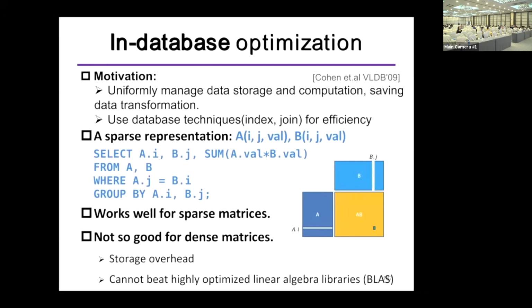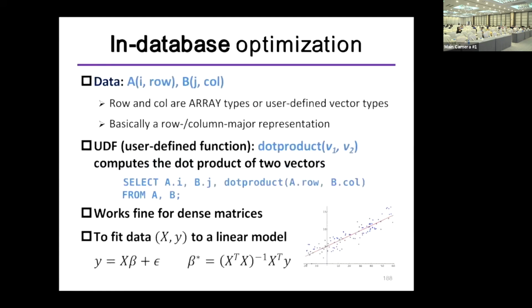And then this method works well for the sparse matrix, but it's not good for dense matrix because it incurs much storage overhead, and it cannot use highly optimized linear algebra libraries like BLAS. To address this, the UDF, user-defined function, is proposed to compute the dot product of 2 vectors. It works fine for dense matrices.